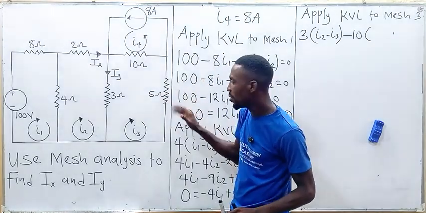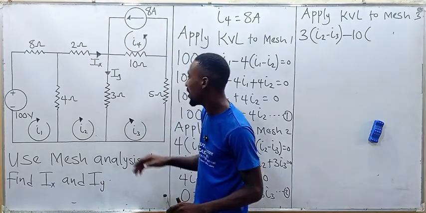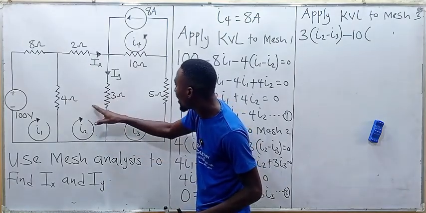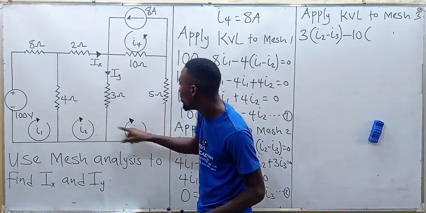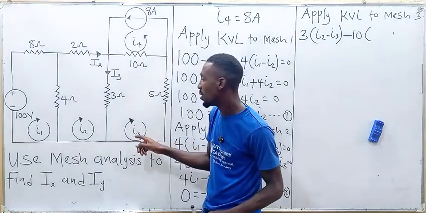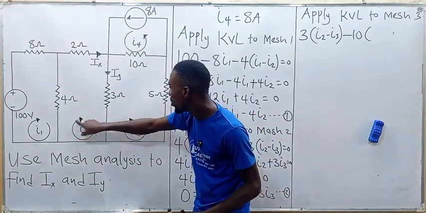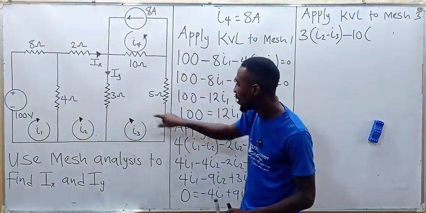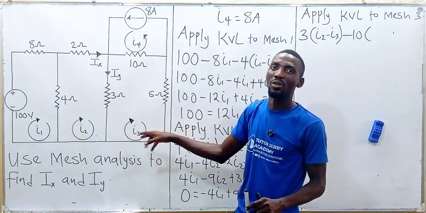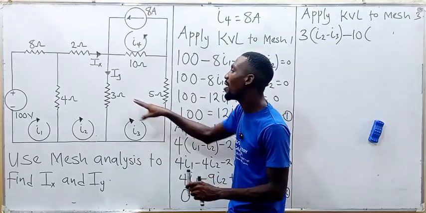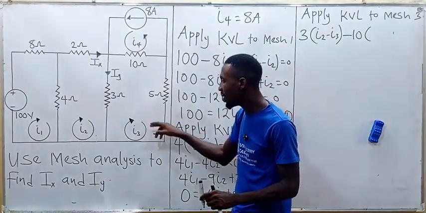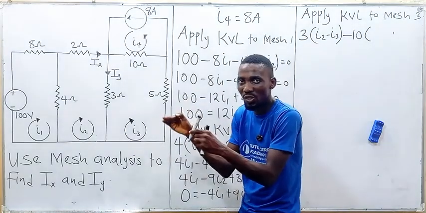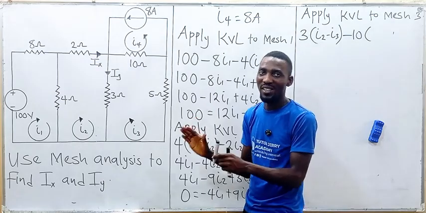Now if you are confused, let's go back to this part here. If we come back to mesh 2 and we are considering this here, we are going to say I2 minus what? I3. Why are we doing that? We are doing that because the direction of current here and the direction of current here are going in the same direction. So it means if we have a resistor in which the direction of mesh current is going in opposite direction, we are going to add. I hope you understand this.